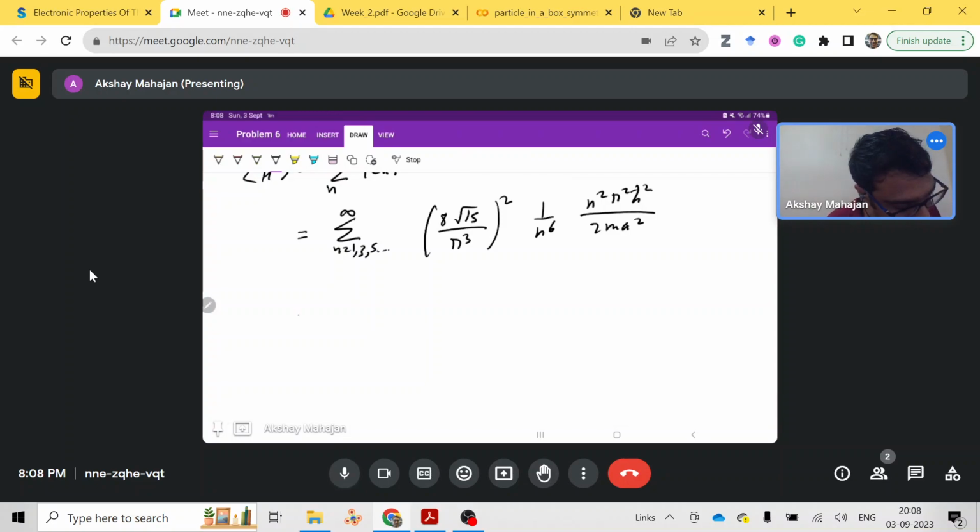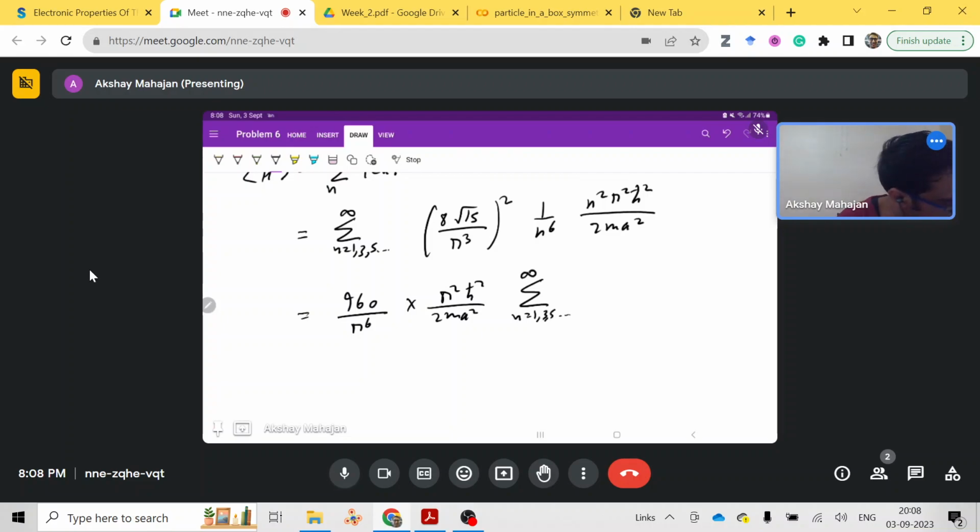Alright, now what we will get here is 960 over 8 under root 15 whole square pi to the power 6, and the other constant will be pi square h bar square by 2 m e square, and then we will have the summation for n equal to 1, 3, 5 and so on up to infinity of 1 upon n to the power 4.